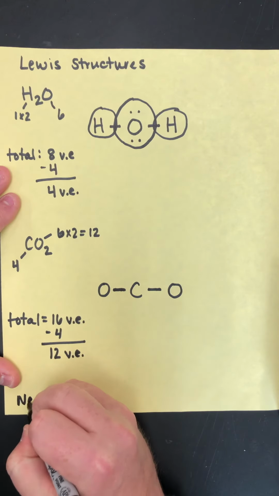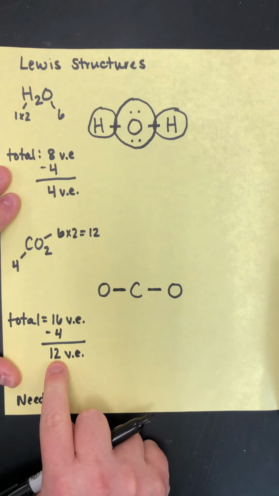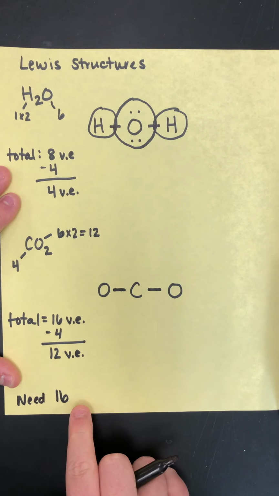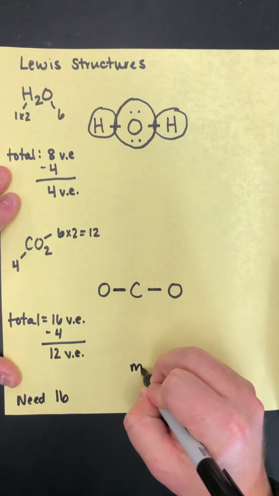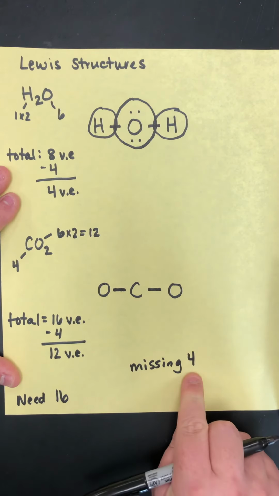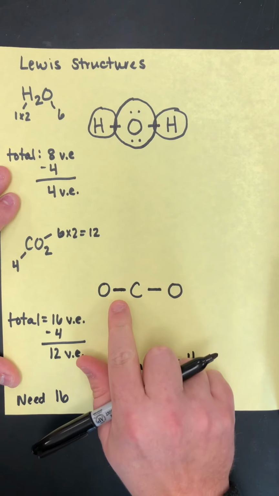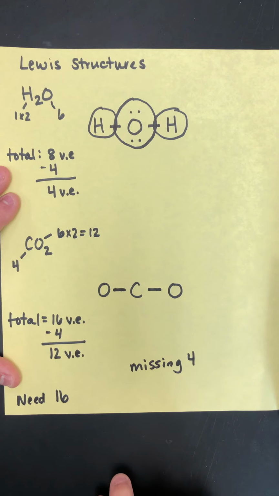So I need 16. But here's what I have left. Okay, I have 12. I am missing 4 electrons. Okay, so I'm missing 4. When you're missing electrons, you then have to add double bonds. So I'm going to have to add another line or 2 to this.